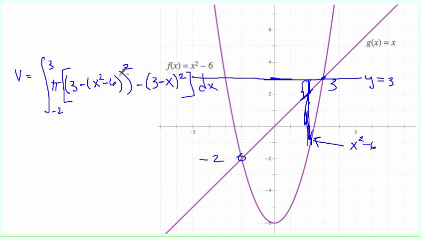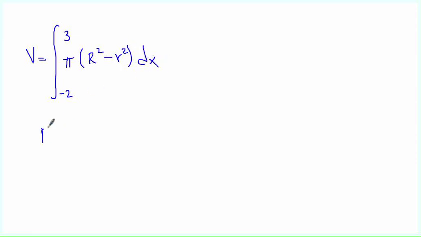So I'm gonna write it in a better way. So the volume is the integral from -2 to 3 of pi, the big R squared minus the little r squared, dx. So R is 3 minus x squared minus 6, that's the big R. The little r is 3 minus x.